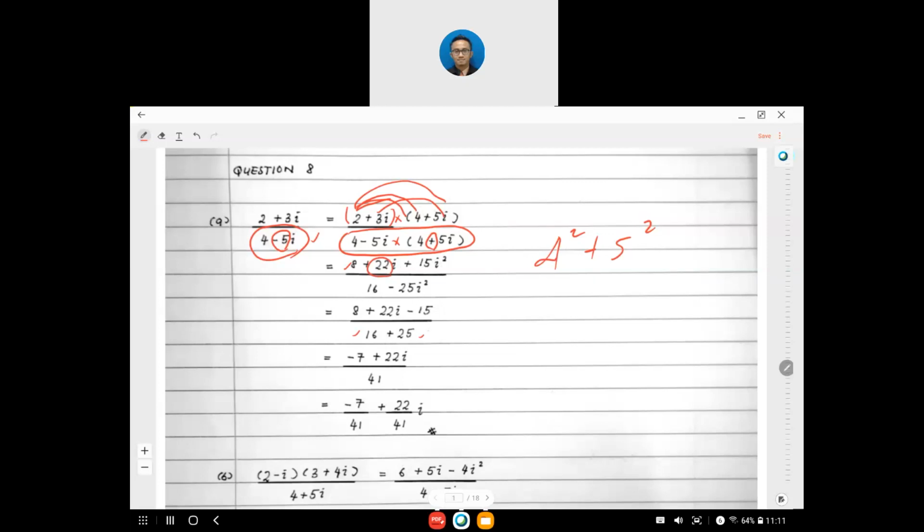We know that i square is equal to -1, so this becomes -15. When you solve it, you get -7/41 plus 22/41 i. So that is the answer for question A.